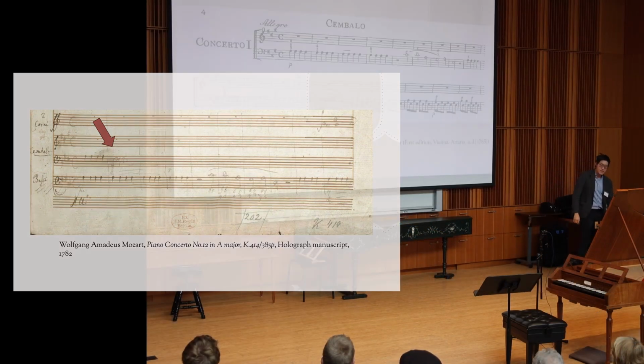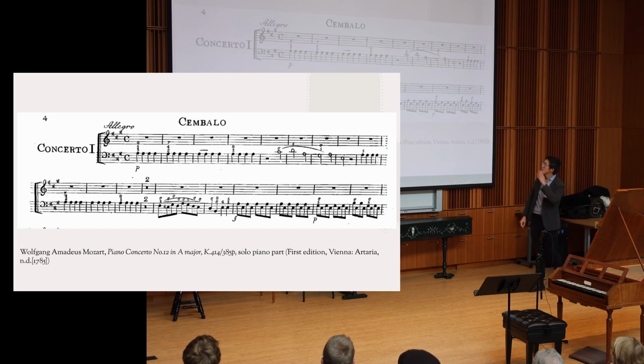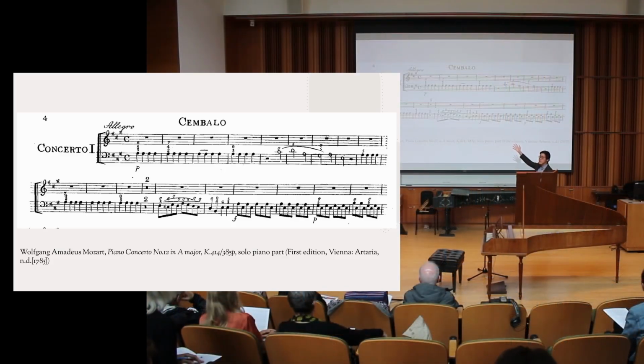And this is one of the 3 concertos that Mozart actually published in his life. And this is the piano solo part in the published version in 1785. You see that all the figured bass notation stays there. Nothing is written in the right hand, though. So does it mean that he wanted us to realize all of this figured bass, or what should we do?